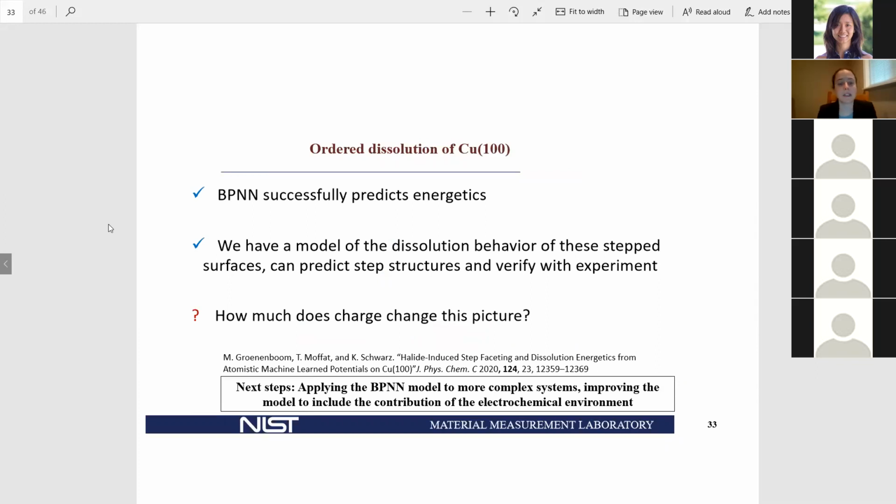And we plan to continue this work and understand in general how charge changes this picture, because we know that at this point, the results might be limited by this fact. However, the neural network successfully predicts the energetics of the dissolution of the system. And also, we have a model for the dissolution behavior of these step surfaces, and we can predict step structures, and we can verify with experiment. And we are really looking forward to applying this to more complex systems.